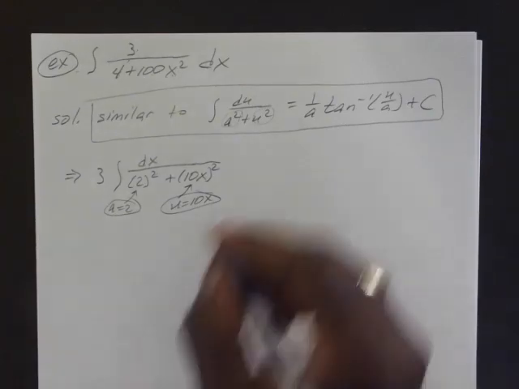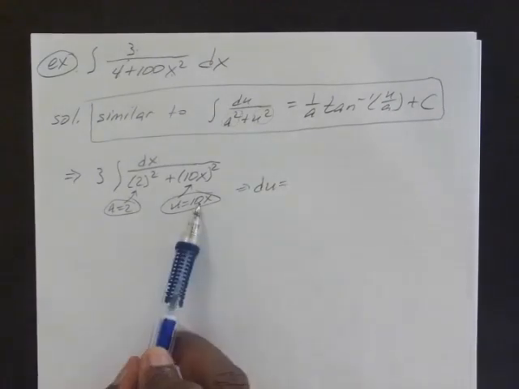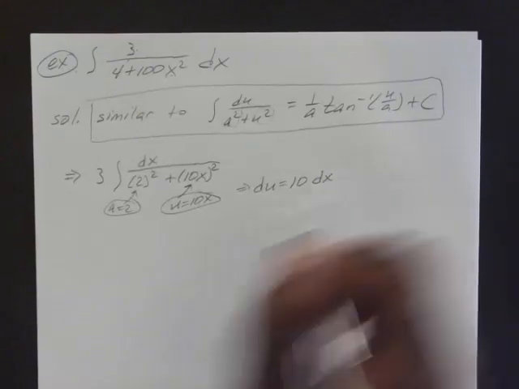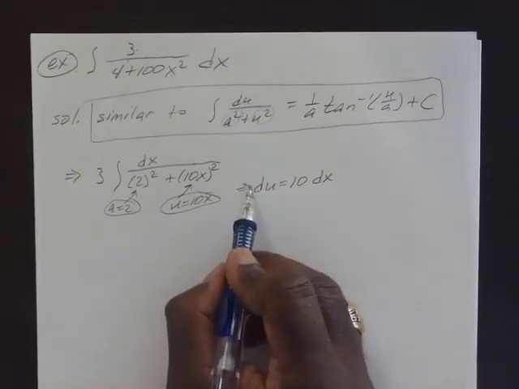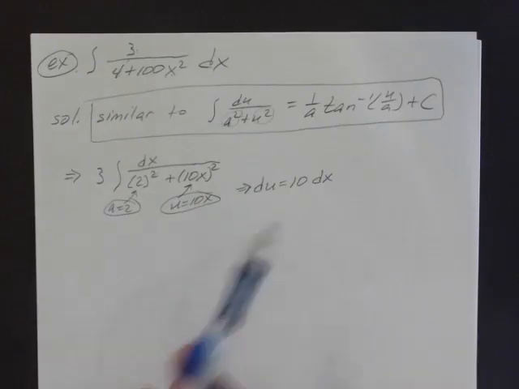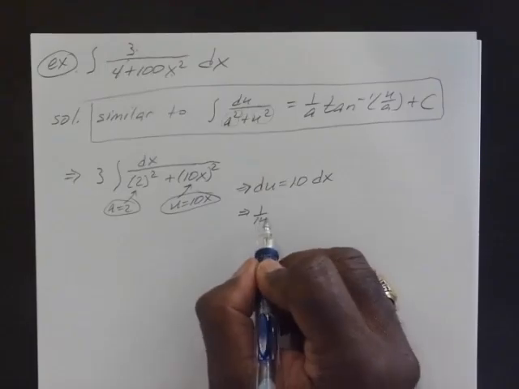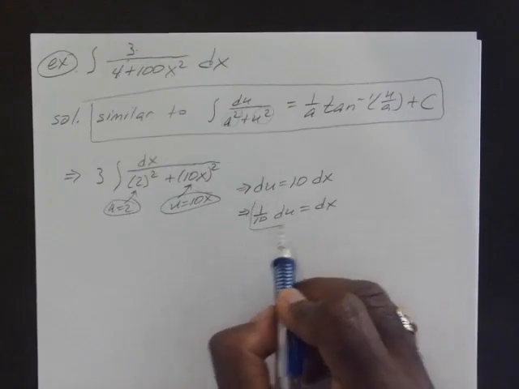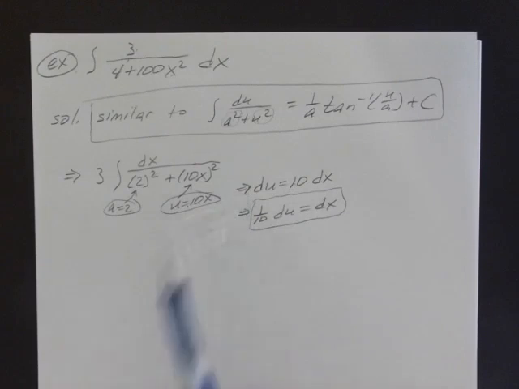Well, if u is equal to 10x, that means our derivative of u is equal to the derivative of 10x, which is just 10 with respect to x. So if we divide both sides by 10, we get 1 over 10 du is equal to dx. Okay, so as soon as you find your u, you can automatically find your du.